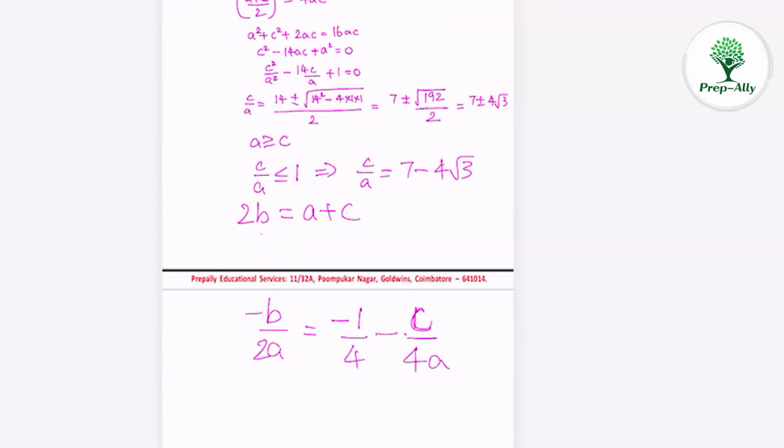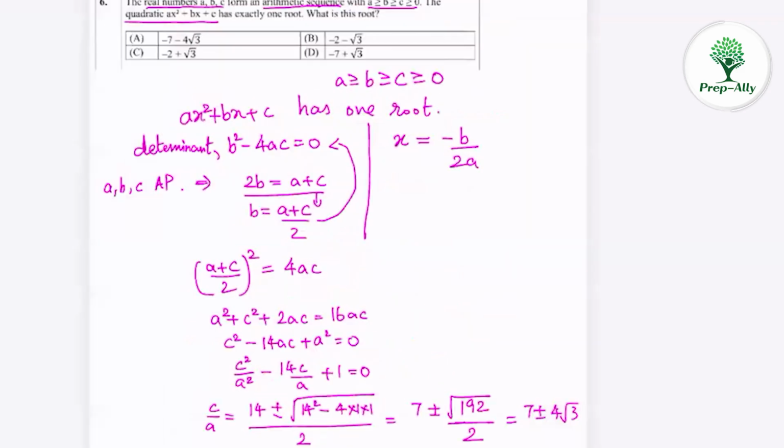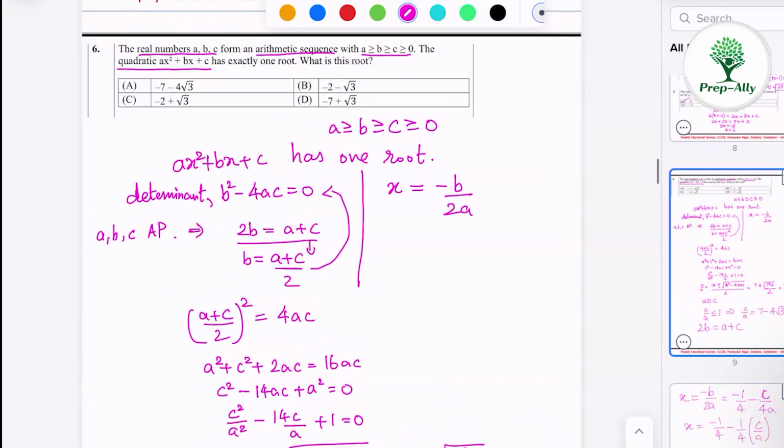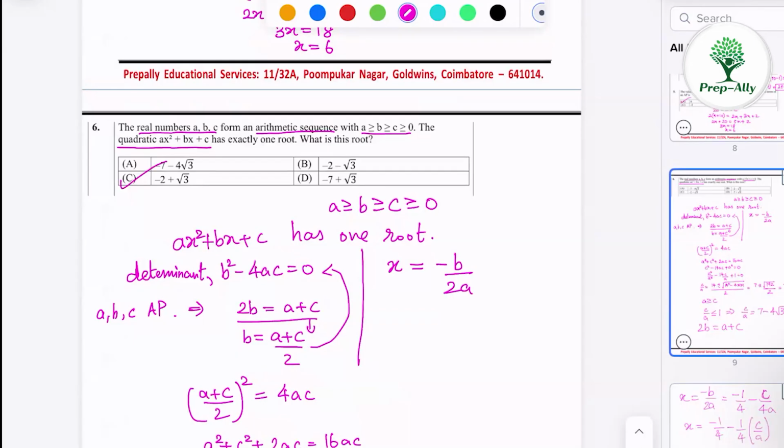So this is the value of x. So x equal to minus 1 by 4 into c by a. And we have the value of c by a. So now we can write minus 1 into minus 7 plus 4 root 3 by 4, which is equal to minus 2 plus root 3. So the answer for question number 6 is C, minus 2 plus root 3.